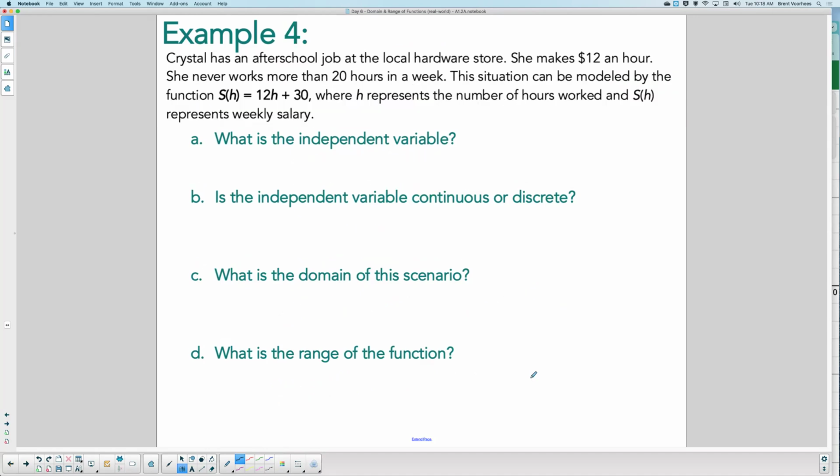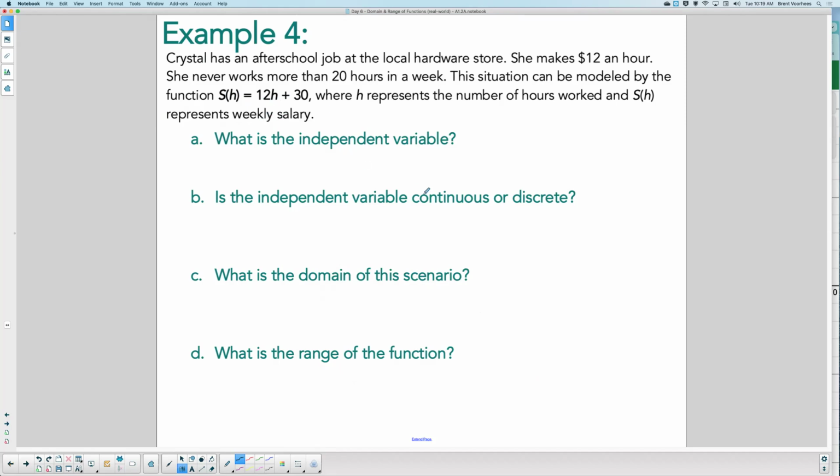All right, let's go to example 4. Crystal has an after-school job at the local hardware store. She makes $12 an hour. She never works more than 20 hours in a week. This situation can be modeled by the function right here, where h represents the number of hours worked and s of h represents her weekly salary.